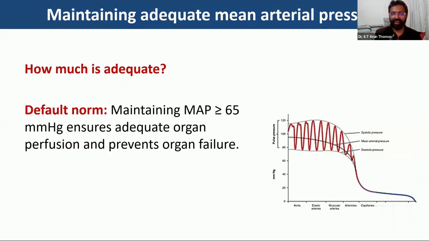The first thing I need to discuss is what is the adequate mean arterial pressure. By default, the norm is that we are all taught to maintain a mean arterial pressure of more than 65 millimeters of mercury to ensure adequate organ perfusion and prevent organ failure in a setting of sepsis or critical illness, through fluid resuscitation and vasopressors. So the default norm is 65 millimeters of mercury.